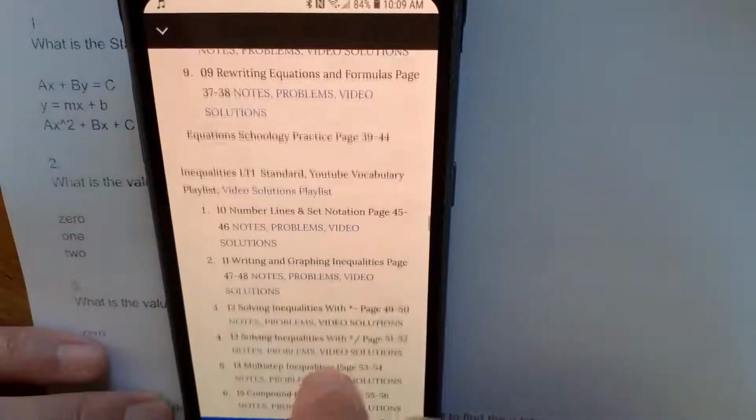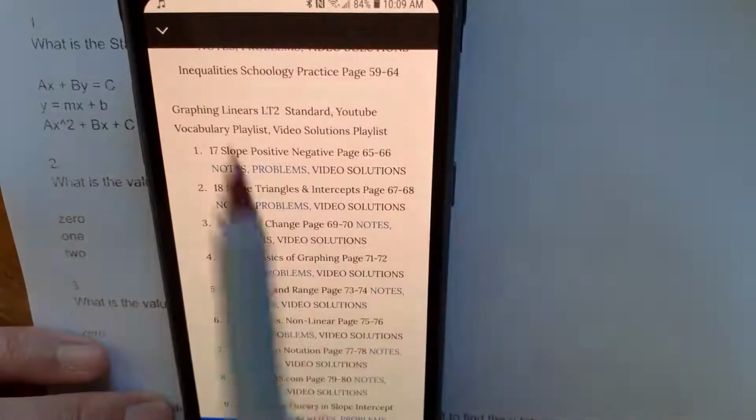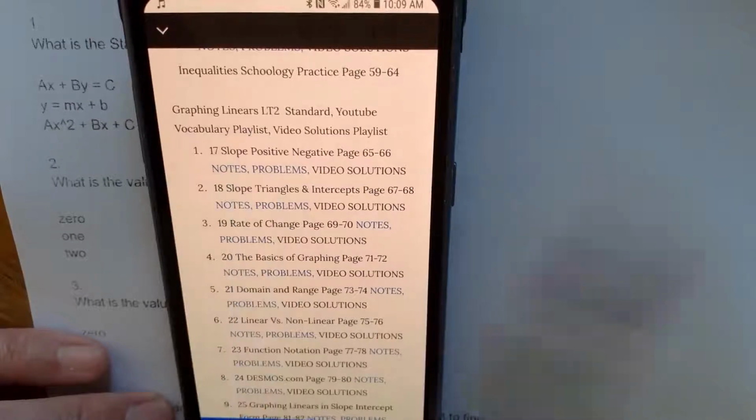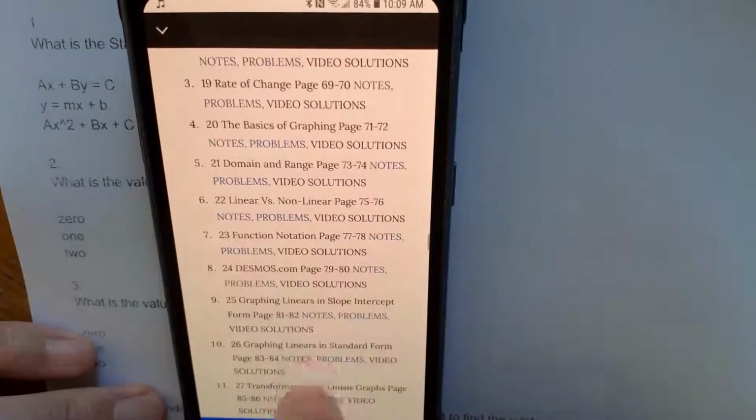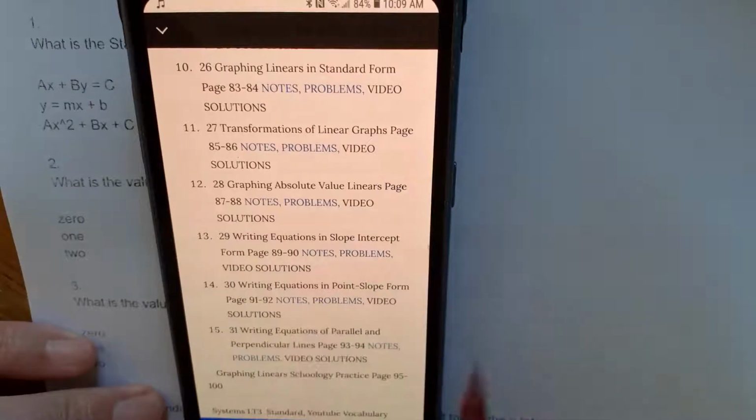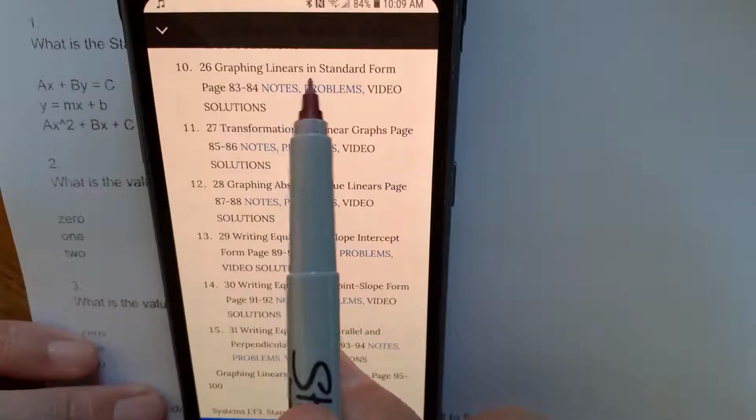Right? So we're going to go now to the unit we're in, which is graphing linears. These are all lessons within that, right? This is lesson number 10, so we're way down here. We've done a bunch of these. Graphing linears in standard form.